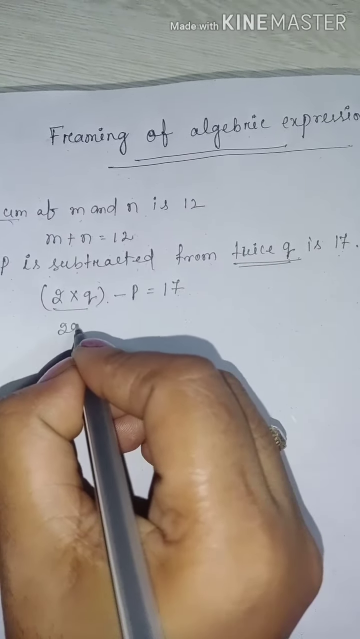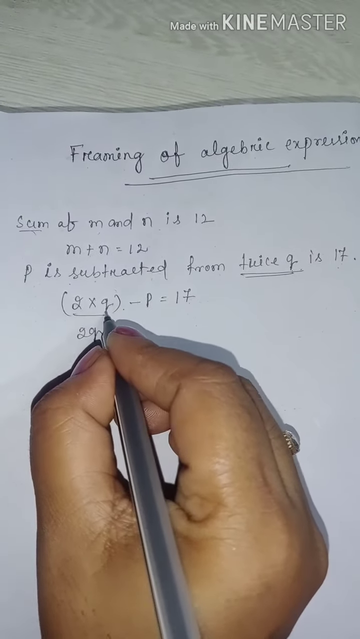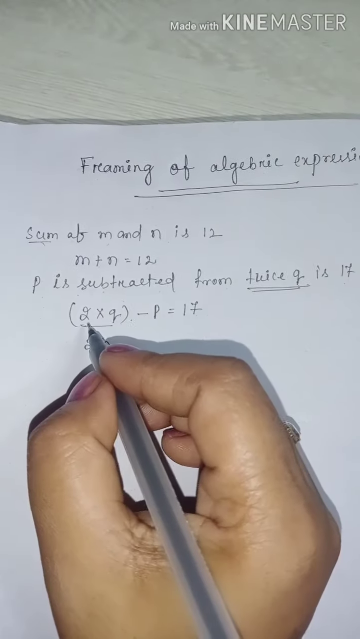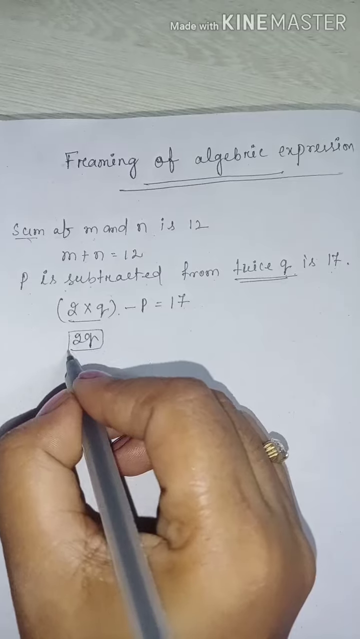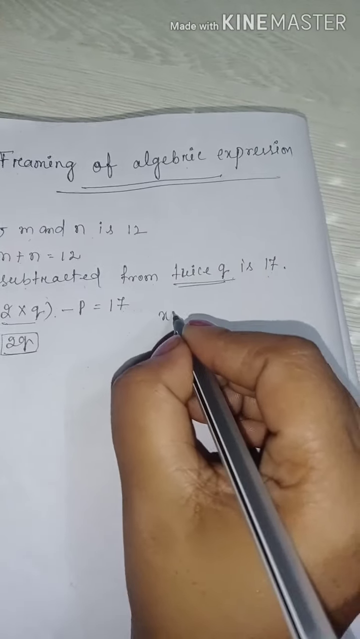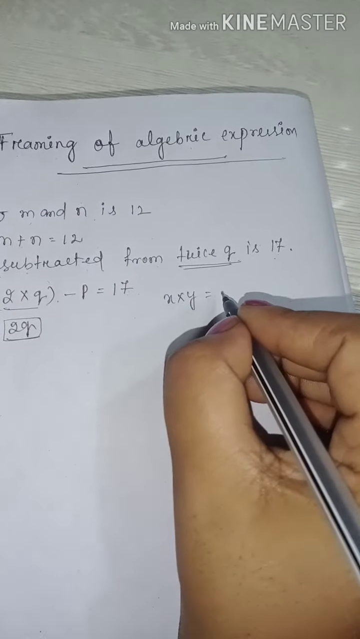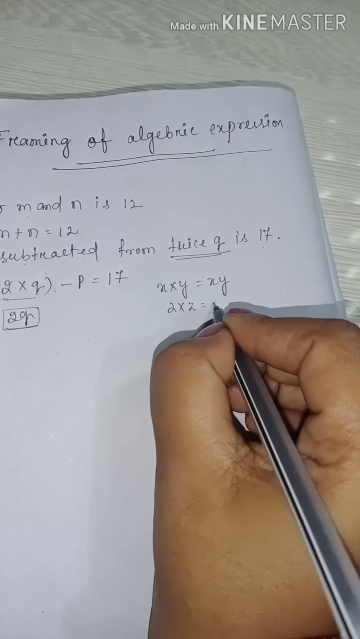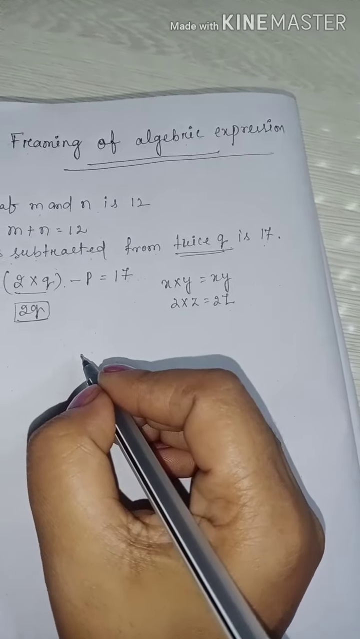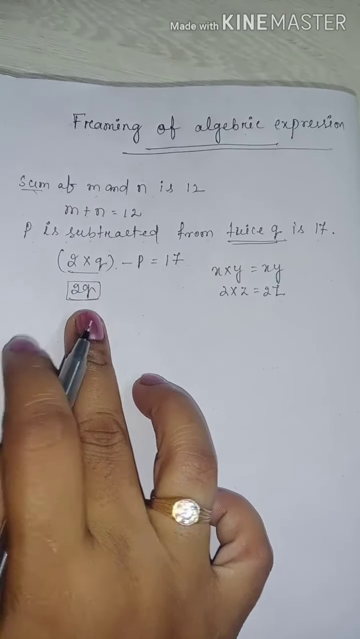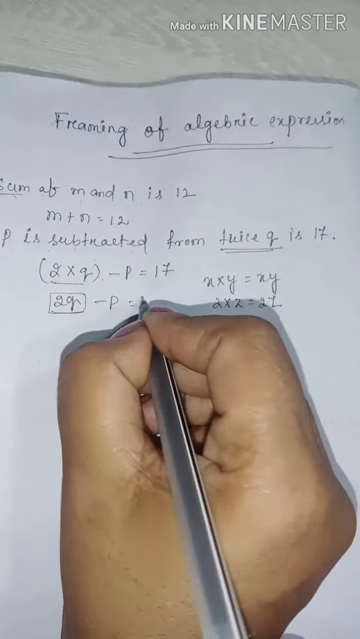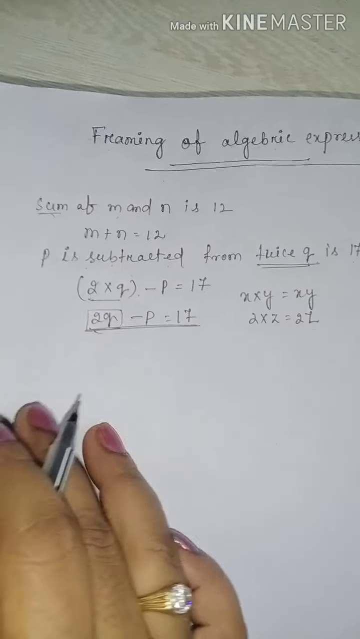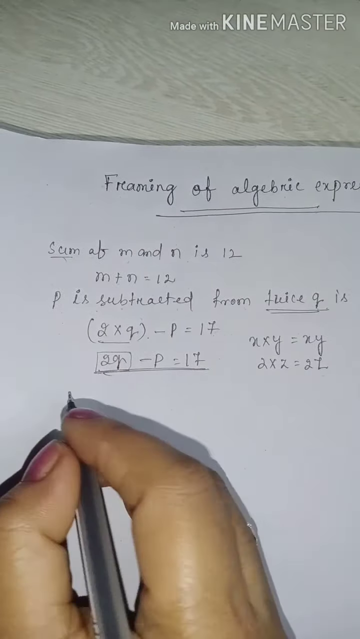2 into q means it is 2q. If any variable is multiplied with a number or any other variable, we simply write it like this. Suppose x into y, then the product will be xy. 2 into z is equal to 2z, like this. So here I got 2q minus p is equal to 17. The expression is this. Clear? Another example I will give.